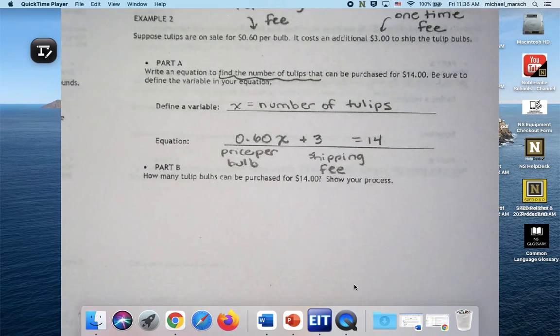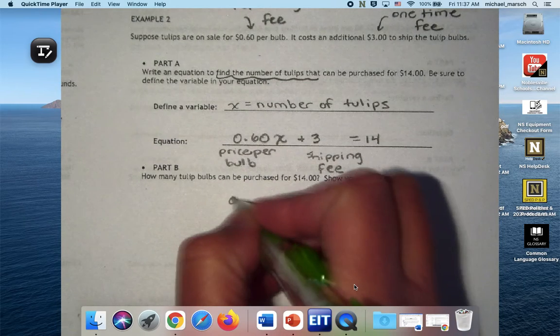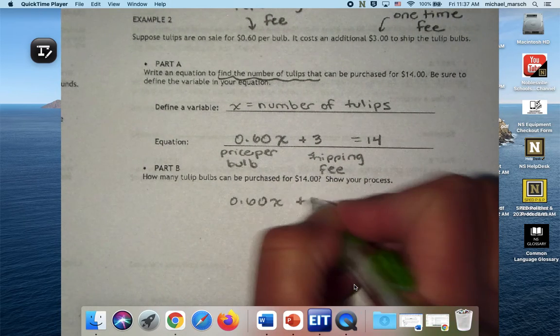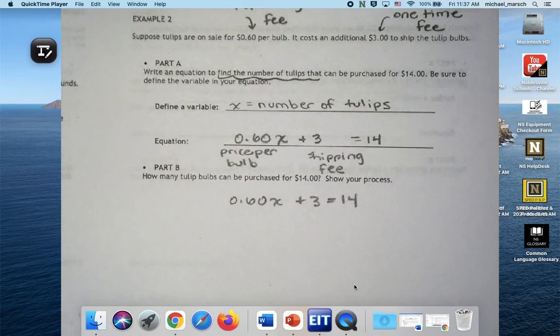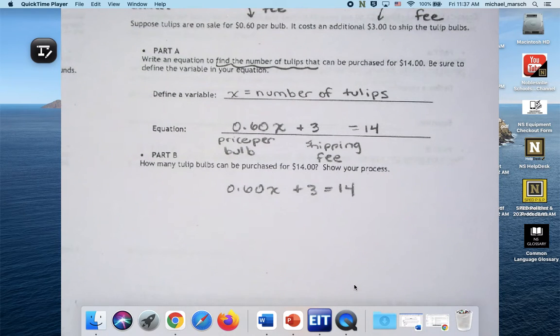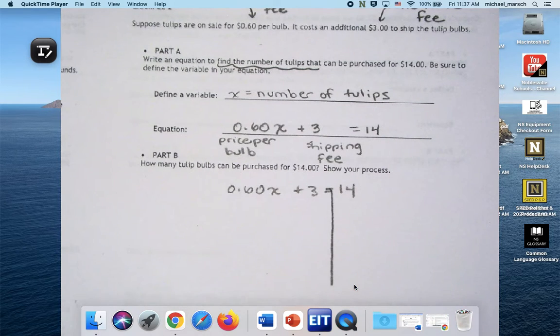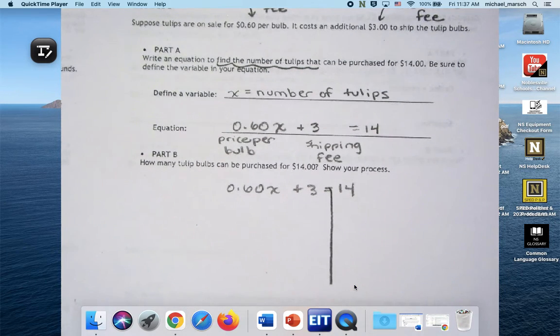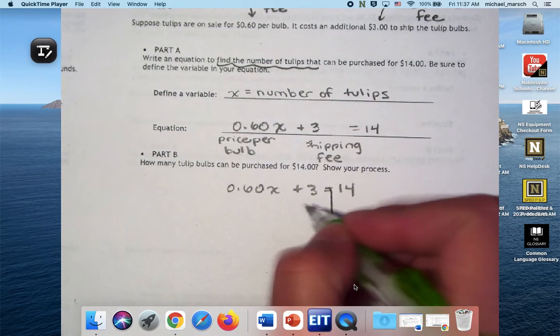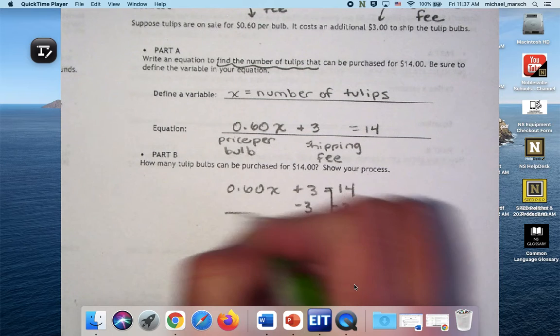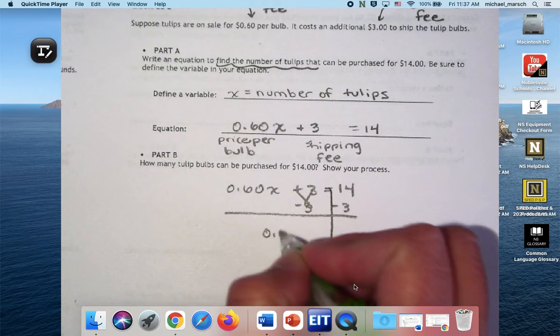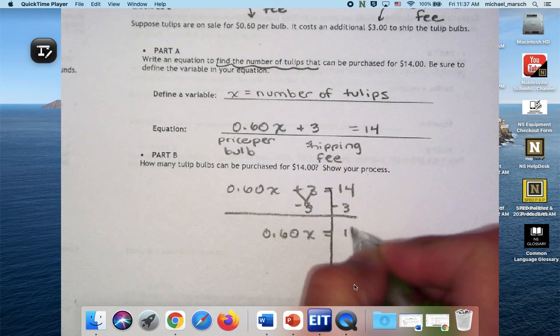Okay, so now we're going to solve this equation that we so nicely created. We know how to solve equations because we just took a quiz over it yesterday. So I have a two-stepper here. Abigail, what am I going to do first? Yep, I'm going to subtract 3 from both sides. So I've got 0.60x equals 11.